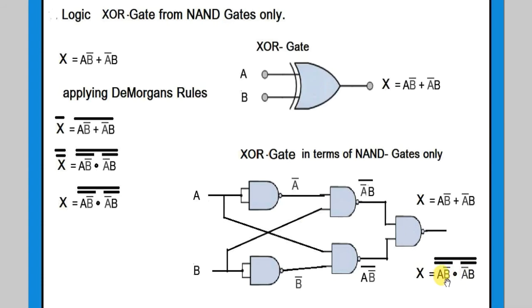complemented variables, which is equal to the exclusive OR gate. So you see we expressed that in terms of NAND gates only. The exclusive OR gate can also be expressed in terms of the NAND gates only.